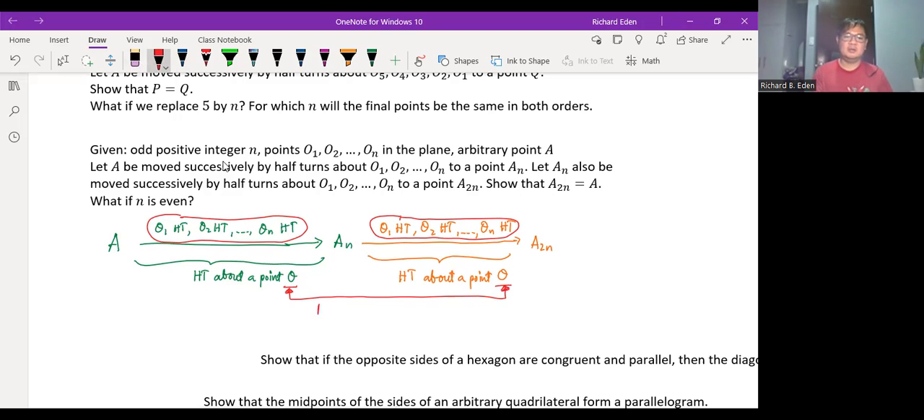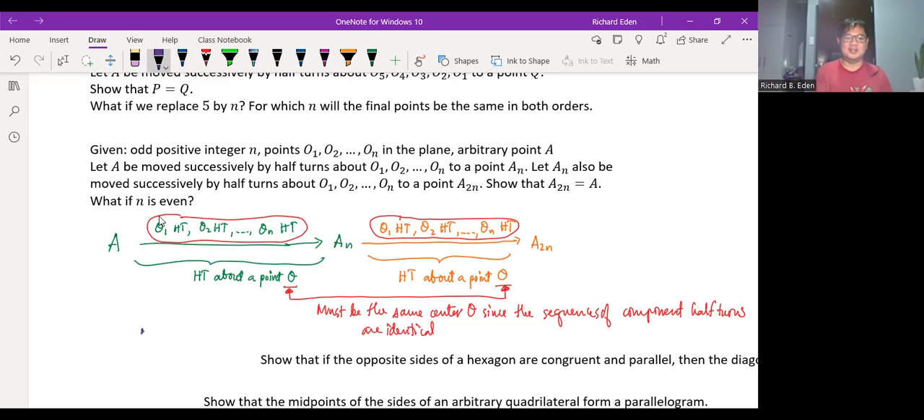So a full turn back, yes, okay. But the point is, I think we can synthesize now. So it must be the same center O, since the sequences of component half turns are identical. Okay? So that's the kicker there.